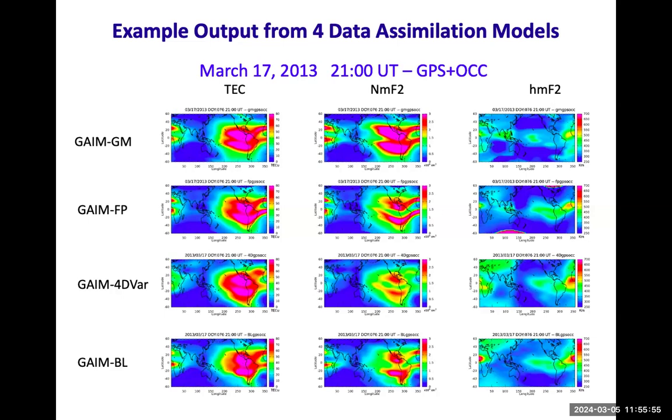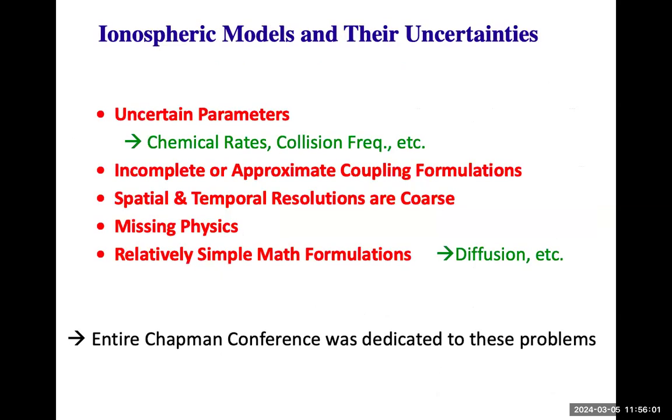Of course, there are lots of reasons for this, different assimilation techniques, different models, and so forth. I'd just like to focus a little bit on the differences in the ionospheric models, for example.